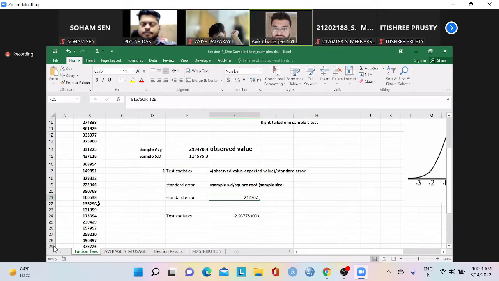Can you please show the last test statistics section, sir? Yeah. That is nothing but your observed value, your average, 299474, minus 361975. Why 361975? That number is my expected value, right? My null hypothesis expects that as the average tuition fees. Divided by the standard error. Test statistics is observed value minus expected value divided by standard error. The standard error is 21276.1. Anybody having any doubt on this?